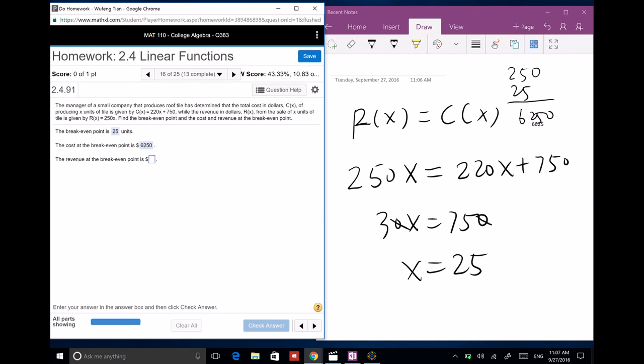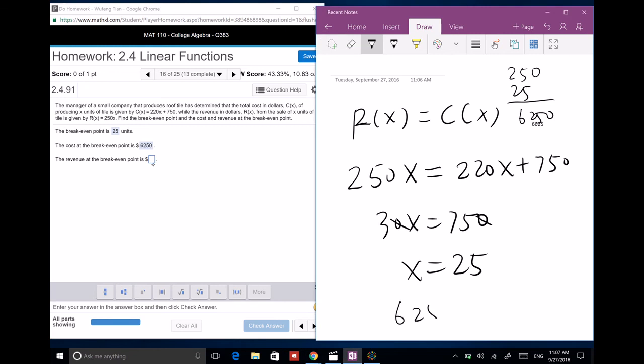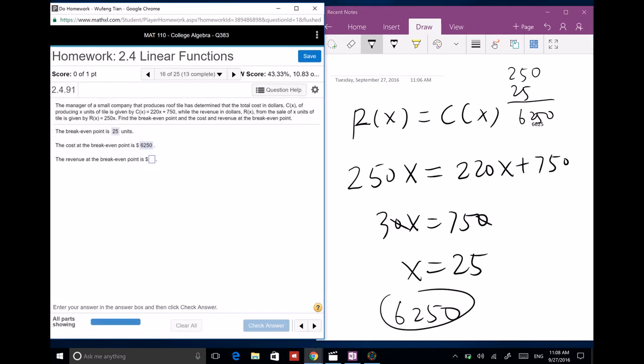Okay, the revenue at the break-even point is the same. This is the same as 6250. Okay, you just type in 6250 here again. I'll just keep going. It should be an easy one.